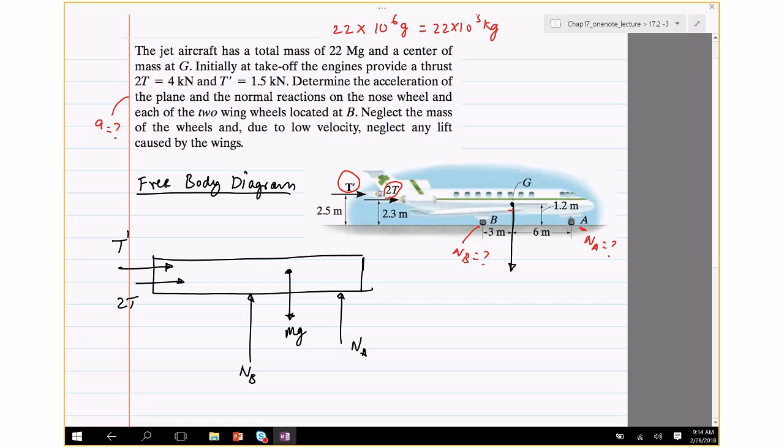Okay, now one question which I always get, people come to my office and they ask me, well, there are two wheels here, so shouldn't you write 2NB? You could write 2NB, and that's fine. What I normally do is I just write NB, solve for NB, and then divide it by 2, so that I know the forces on each of the wheels. So you can go either route, it's the same thing.